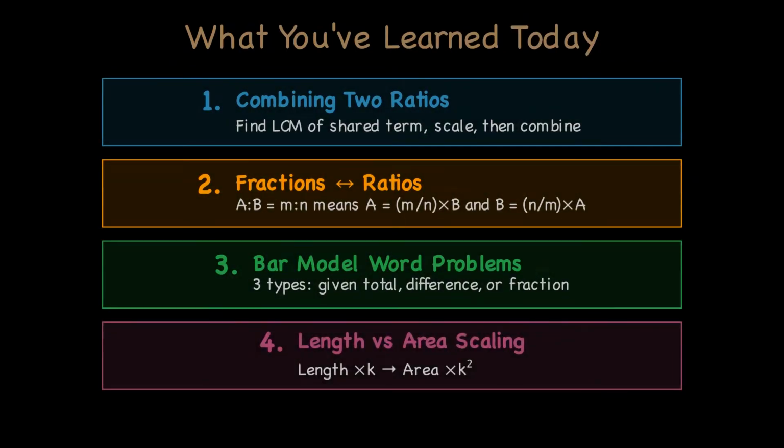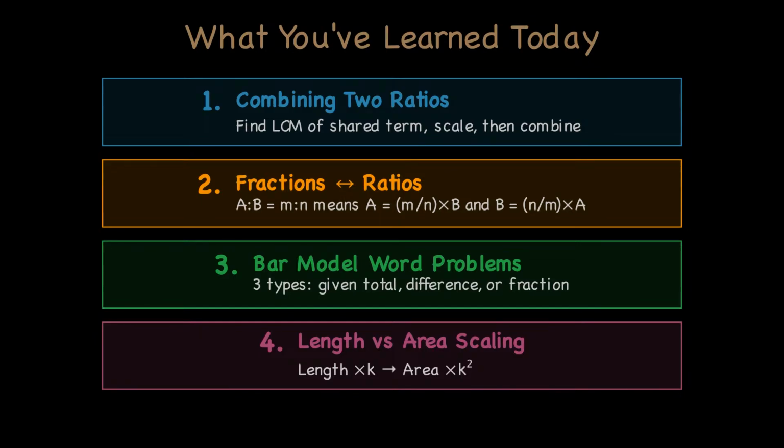Skill 1, combining 2 ratios by finding the LCM of the shared term and scaling both ratios. Skill 2, converting between fractions and ratios. A to B equals M to N means A is M over N times B. Skill 3, solving ratio word problems using bar models, whether you're given the total, the difference, or a fraction. And Skill 4, understanding that when length scales by k, area scales by k squared.